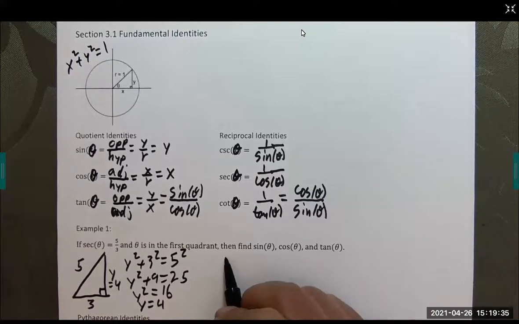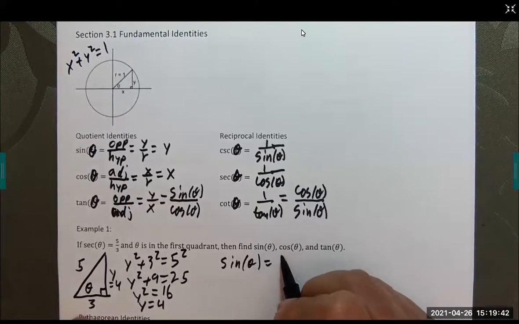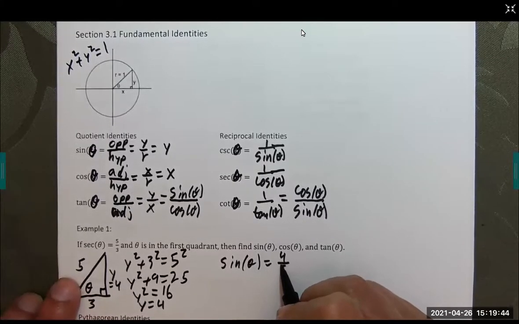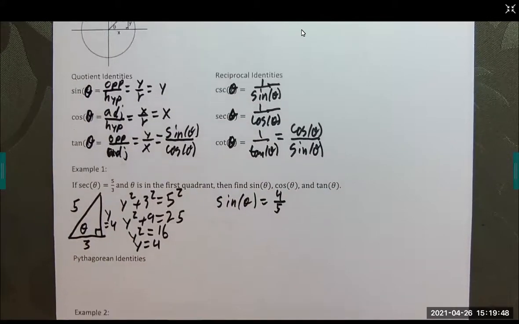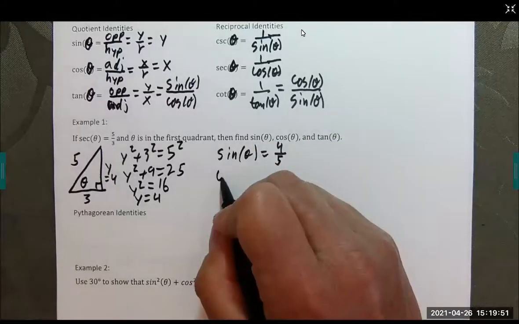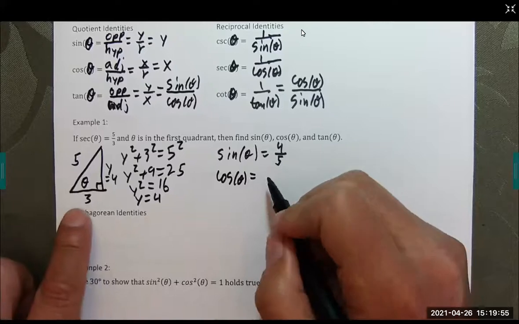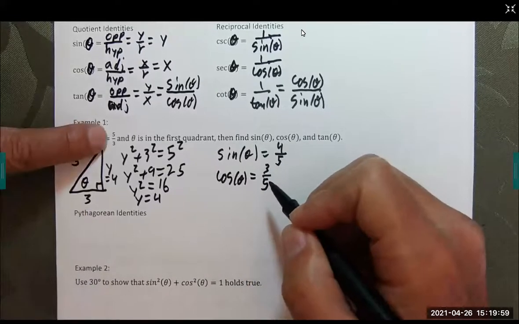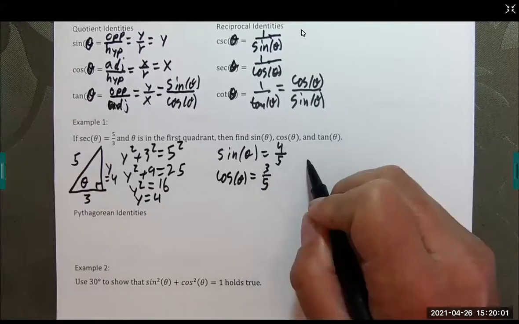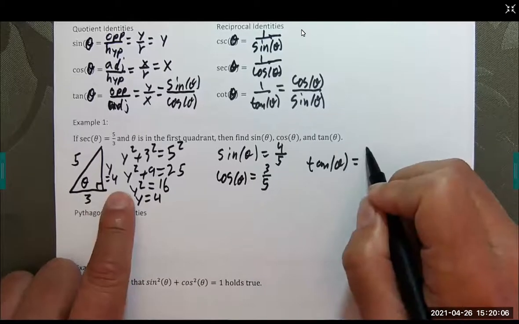This means that sine of theta, theta's here, is the opposite over the hypotenuse. Cosine theta is the adjacent over the hypotenuse, which is 5. It's also the reciprocal there. I could have just flipped that upside down. And the tangent of theta is the opposite over the adjacent.